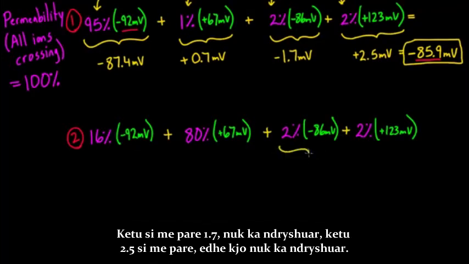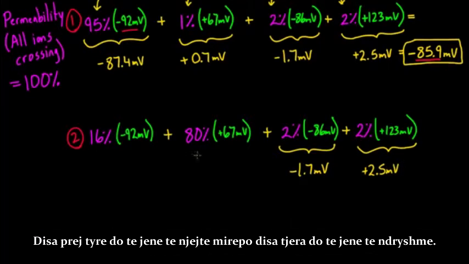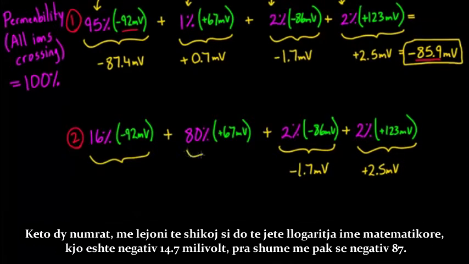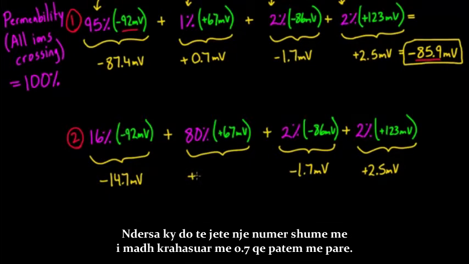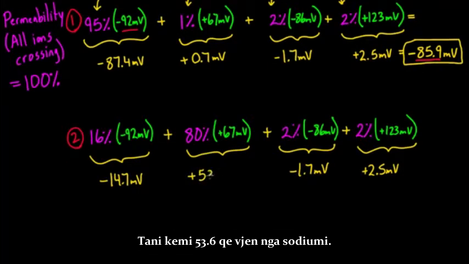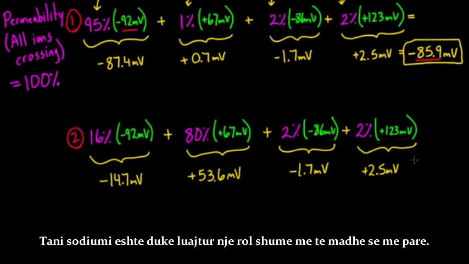So here, of course, as before, I have negative 1.7. That doesn't change. And as before, I have positive 2.5. That doesn't change. So some of it's going to be the same, but some of it's going to be different. So these two numbers, let me just check out what my math works out to be. This is negative 14.7 millivolts. So a lot less than the negative 87. And now this is going to be a huge number, right? Compared to that measly 0.7 that we had before. Now we have 53.6 coming from sodium. So now sodium is playing a much bigger role than it was last time.